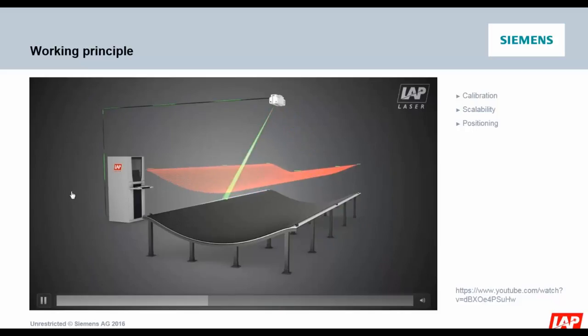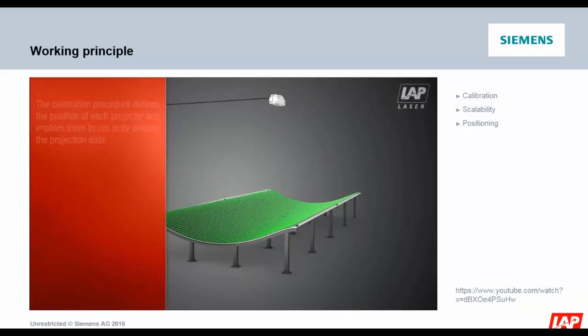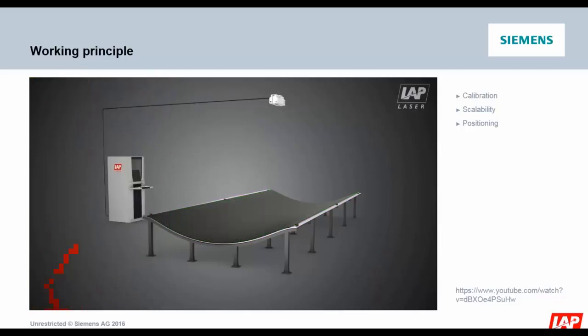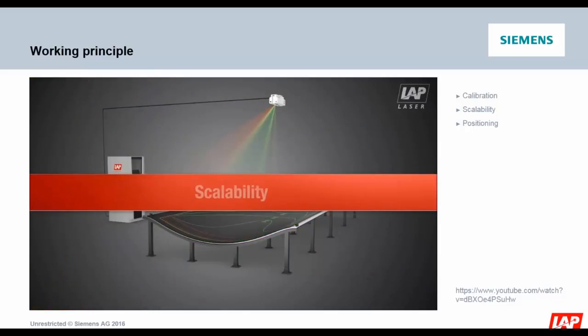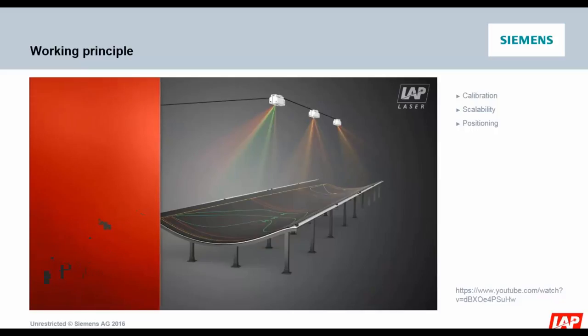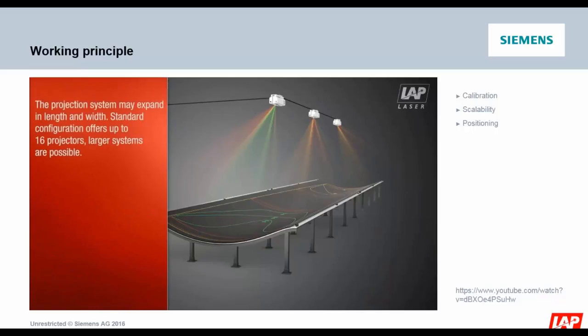For calibration, the system scans the targets located at surveyed points. From this, the system calculates the position of the projector relative to the projection surface. This enables each projector to correctly display the projection. To cover large areas, up to 16 projectors can be combined in a system. It is possible to project images in different colors for different or important work steps in the process.